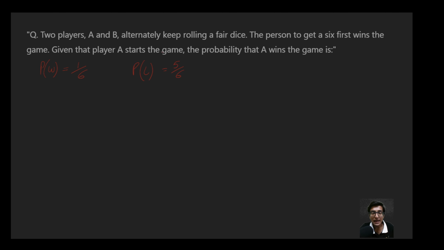Given that player A starts the game, we have to find the probability that A wins the game. So A has started the game. So what can be the cases? Now I hope you all remember, even during sets and relations we had studied this. Let's say if we are talking about OR anywhere, that time we use union, and that time we use the addition sign. And for AND, we use intersection, and that time we use multiplication.